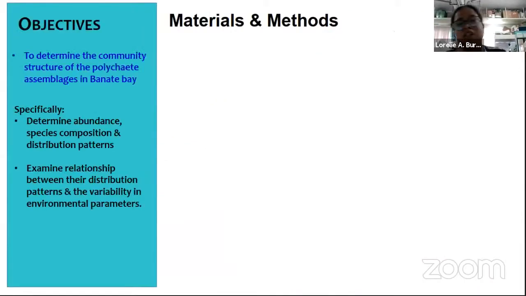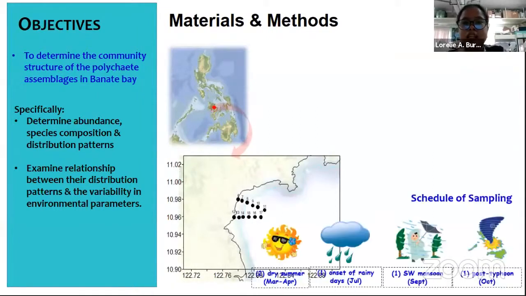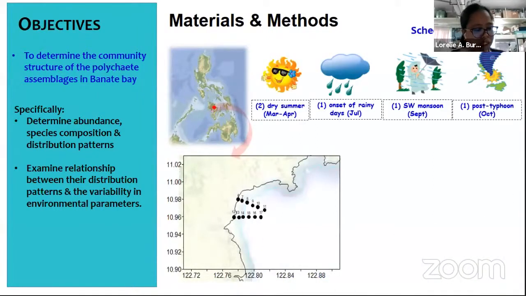Thus, the study was conducted to determine the community structure of polychaete assemblage in Banate Bay, specifically to determine their abundance, species composition, and distribution patterns, and relate this to the variability of the environmental parameters. So as mentioned, it was conducted in Banate Bay. The design of the field survey is actually more opportunistic, targeting conditions or events that would most typify those with strongest effect on the benthos.